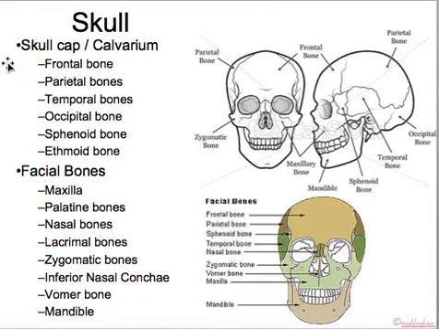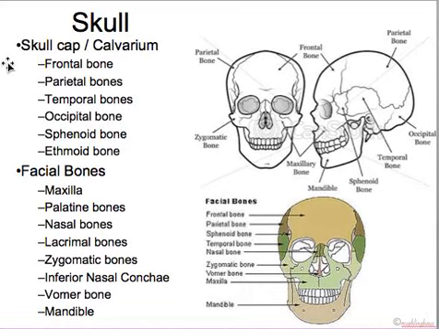And that's kind of an interesting thing that we could do to help the concussion victims. And then we also have an ethmoid bone, and the ethmoid bone is behind the nose. There is a bone sitting there. And so those make up the skull cap.